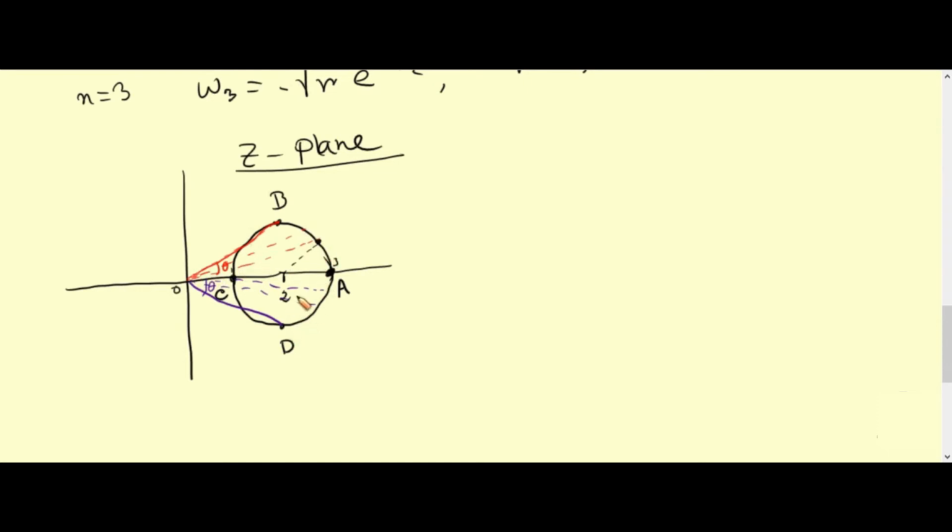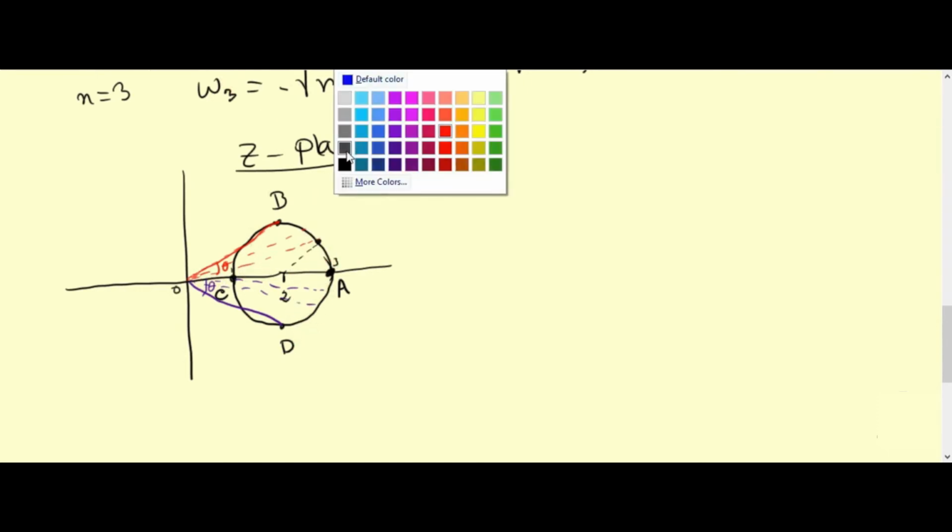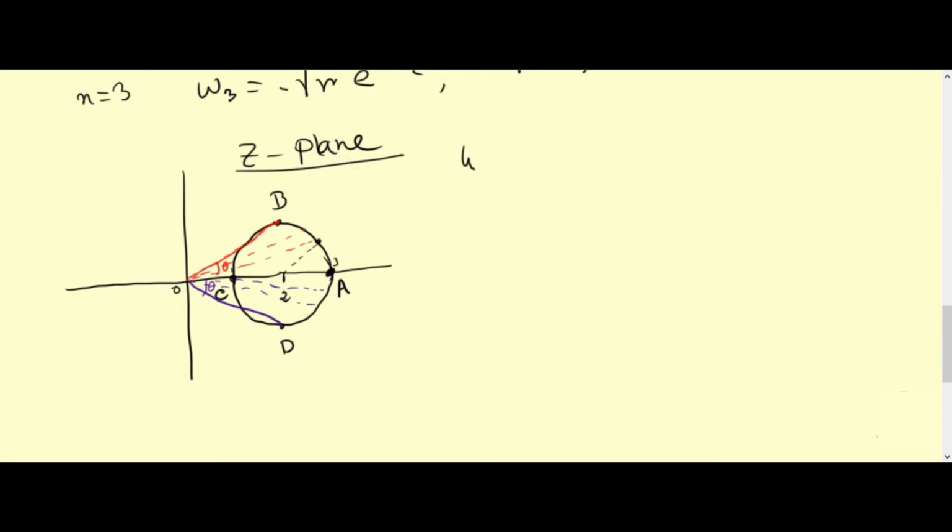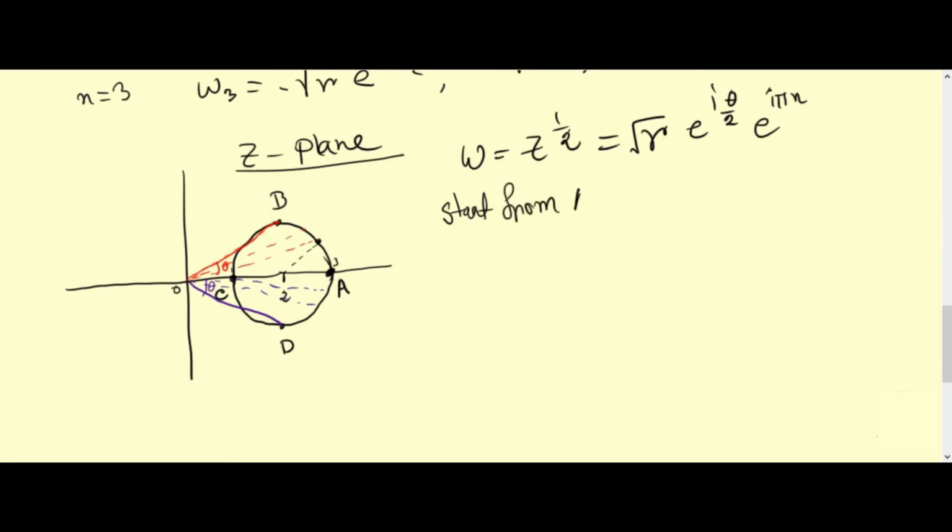So again, recall that we are dealing with a function that is w equals square root of z, right? And it was written as square root of r e to the power i theta by 2, and we had this e to the power i pi n, right? And now in this picture over here, where we are rotating around the point 2, we can start from A. So let's start from A. This is our starting point.